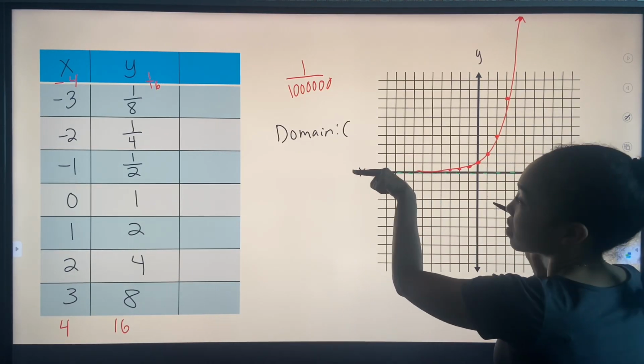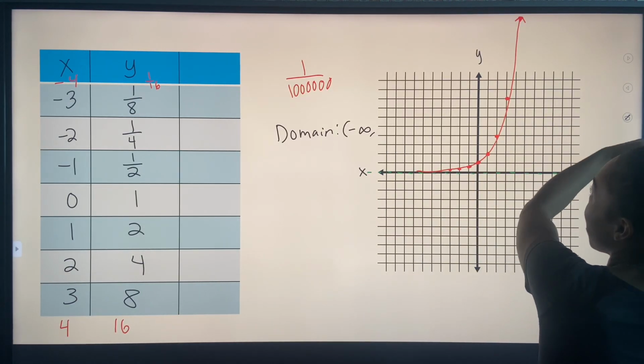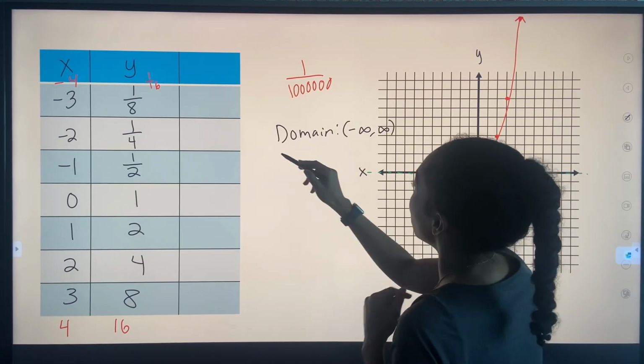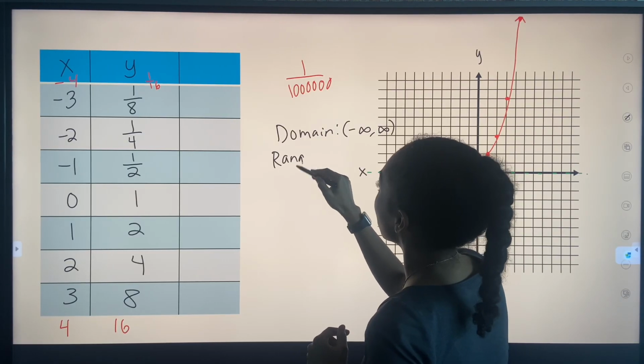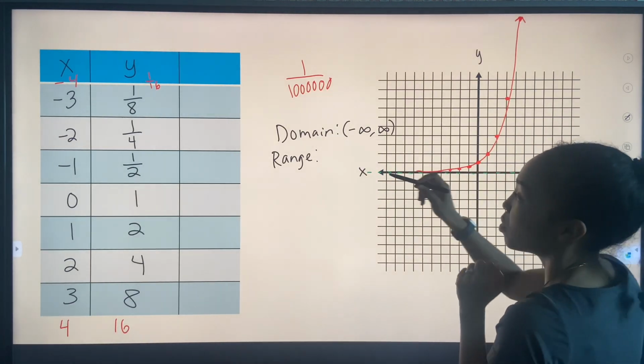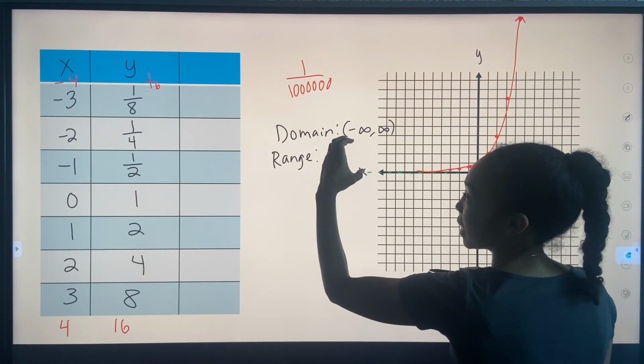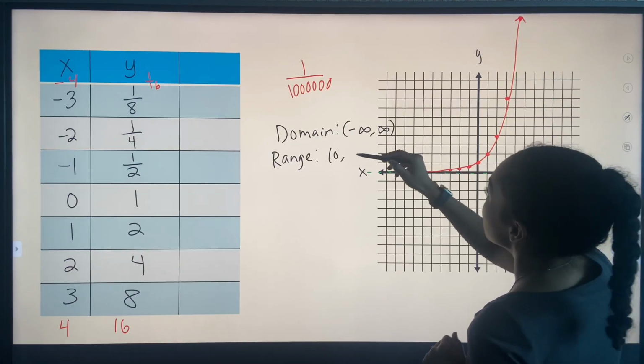you can keep going to the left forever. So that's negative infinity, and you can keep going to the right forever. Your range, you always start at the bottom. It gets very close to 0, but it will not touch 0. So make sure it's a parenthesis and not a bracket. And then it goes up to infinity.